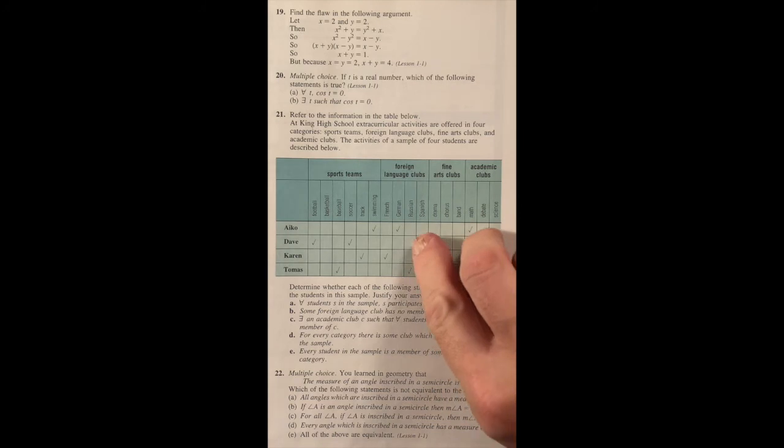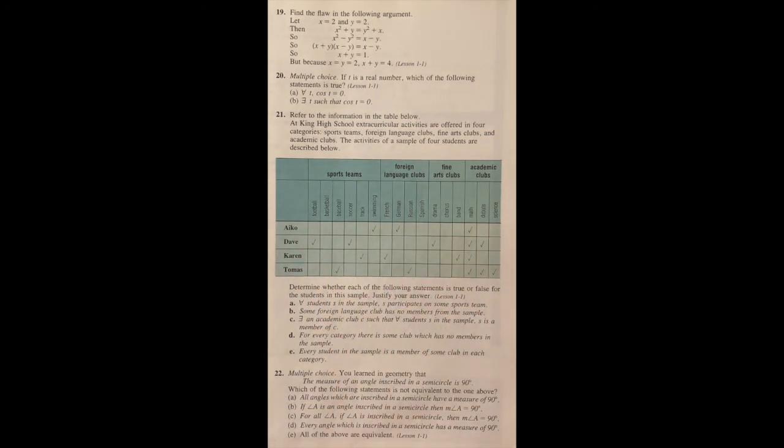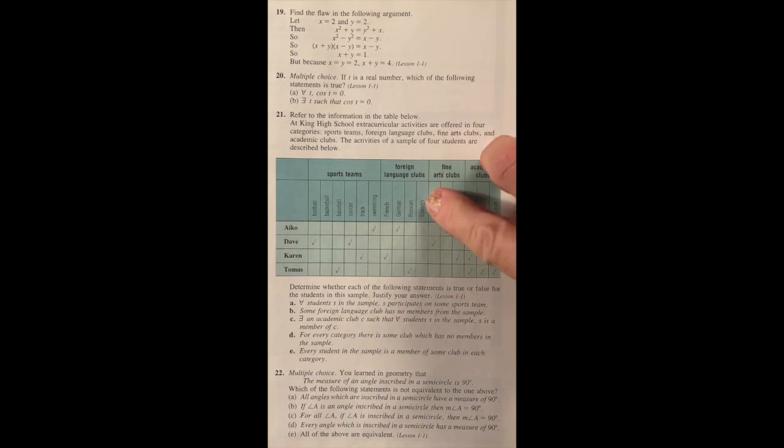For number 21, here's a chart of a bunch of things, and the question is true or false? For all students S in the sample, S participates on some sports team. So let's see, we've got all those sports teams, and for each person, there's a check mark in there somewhere. So I guess A is true. Some foreign language club has no members. Okay, that means we're looking for a column with nobody in it. There's the Spanish one. That's true.